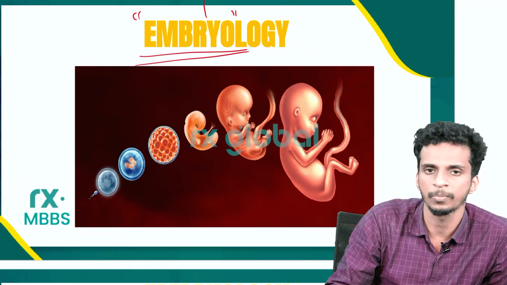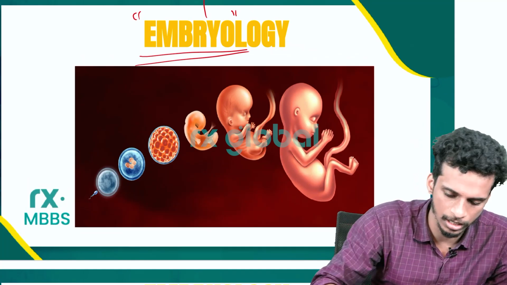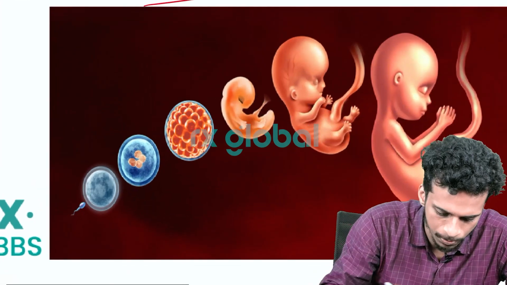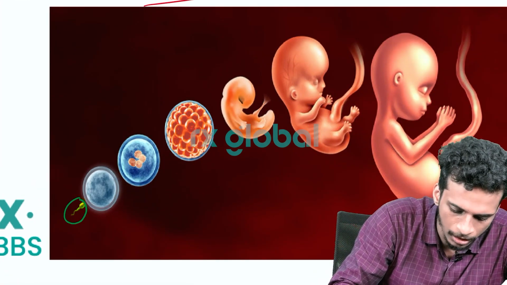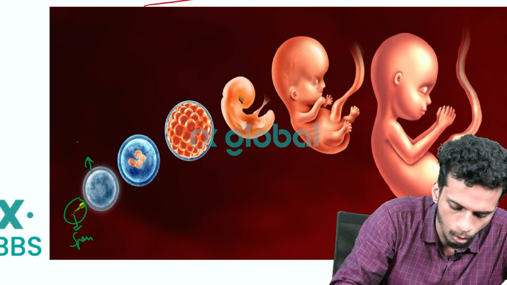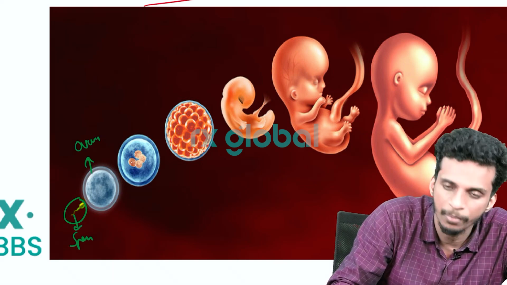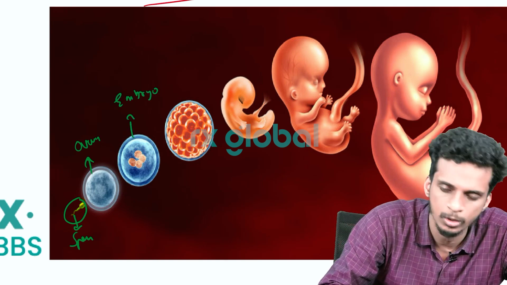This is just a pictorial representation of what we are going to learn in embryology. Here the fertilization is occurring. You can see that this is a sperm, and this sperm is going to pierce this ovum. Sperm and ovum have fused to form the embryo.